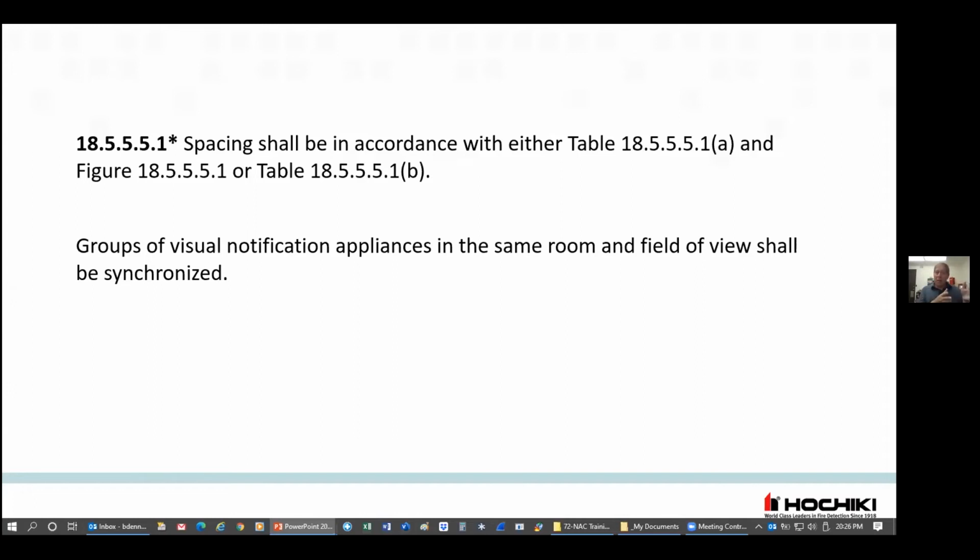The audible sound has to be synchronized too. We heard the temporal 3 pattern. Bam, bam, bam, bam, bam, bam. If they're multiple horns that are going bop, bop, bop, bop, bop, bop, bop, bop.